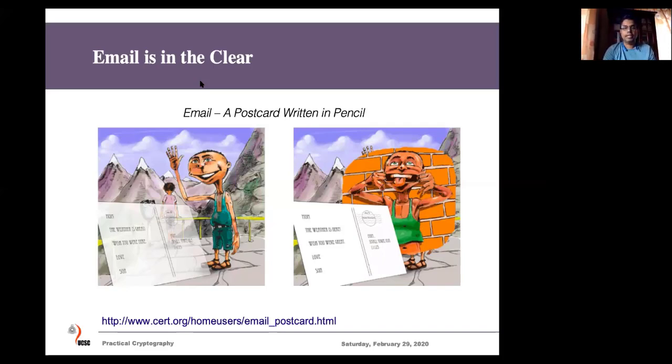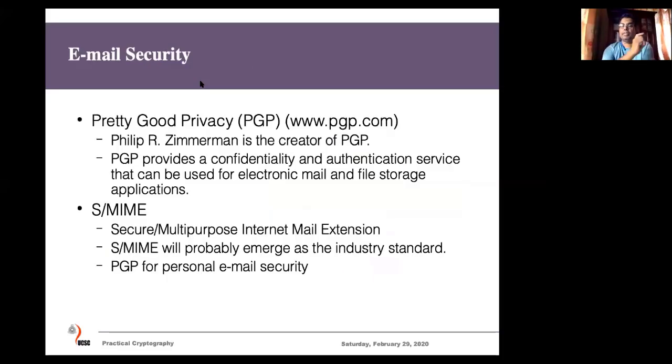When you use email, we may not get any authentication, confidentiality, or integrity, and so on. So even though we use emails, they may not support basic security requirements such as authentication, confidentiality, integrity, and so on. In case we want that security, there are two standards we can use. One is Pretty Good Privacy, the other is S/MIME. PGP is one of the commonly used popular systems, and S/MIME is a standard method of securing email.